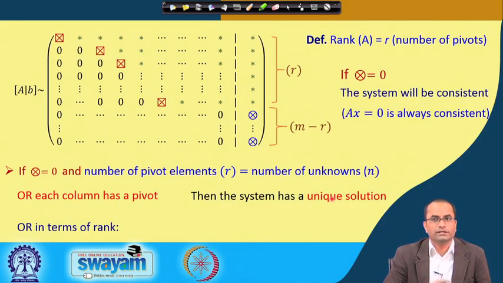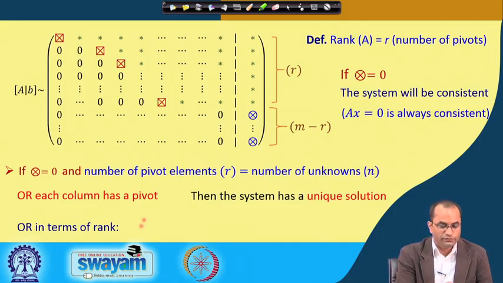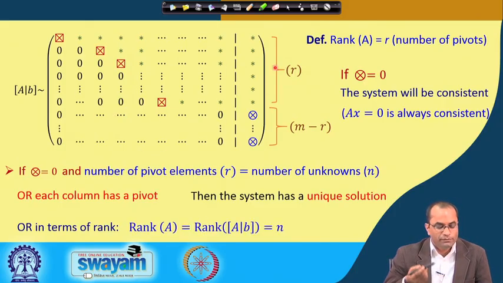We will discuss all these with the help of examples today itself. In terms of rank, if we talk about the rank of A and the rank of the augmented matrix AB, they will be the same, and that is equal to this r or equal to this n. That is the case in terms of the rank, which we will discuss in more detail later on.